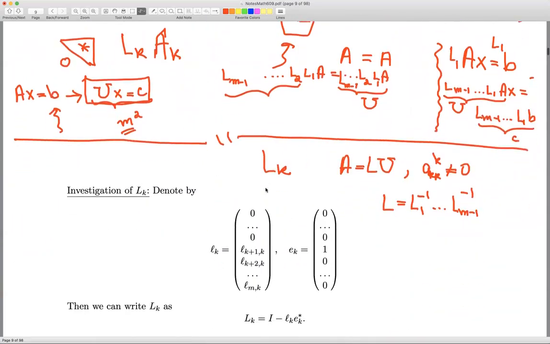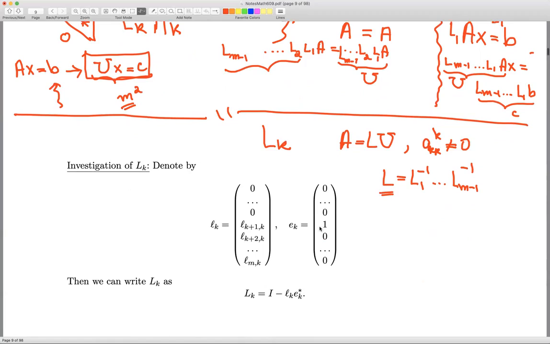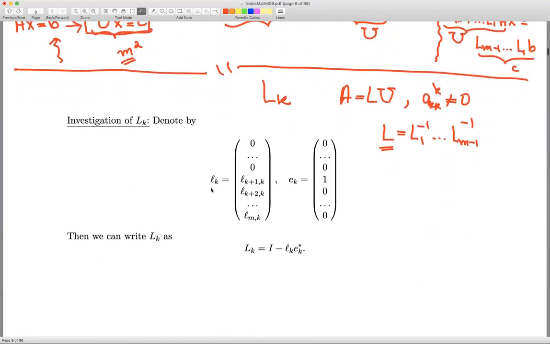Our goal now is to find what the matrix L is. In order to do that, we are going to rewrite the matrix Lk in a more friendly form. For that, we will use the vector little lk and the column vector ek, which is the standard basis vector that contains all zeros, except that on position k, it has a value 1.